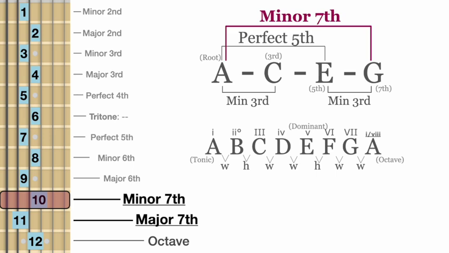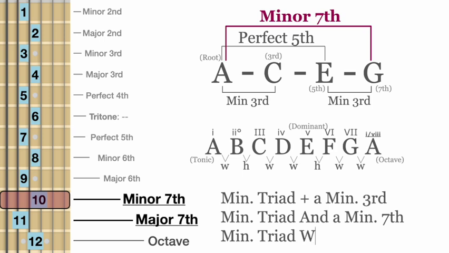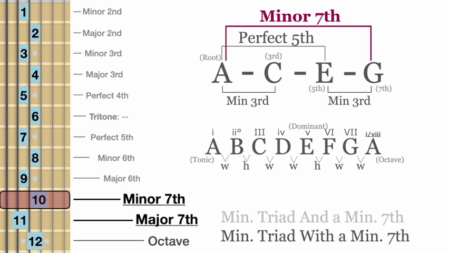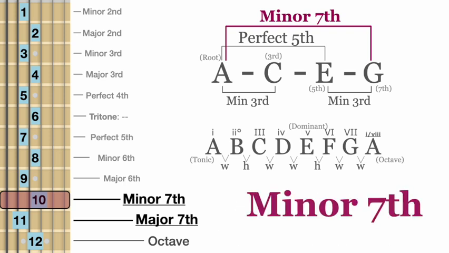So we have A to C, a minor third, A to E, a perfect fifth, and A to G, a minor 7th. No problem, right? And so what you're going to hear is a minor triad plus a minor third, or a minor triad with a minor 7th. Again, some derivative of this. And what that's going to give you is a minor 7th. In this case, we're looking at A minor 7th, okay?